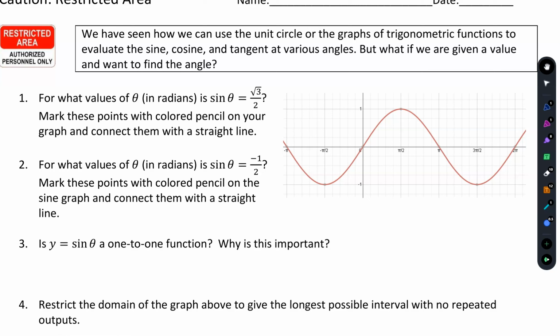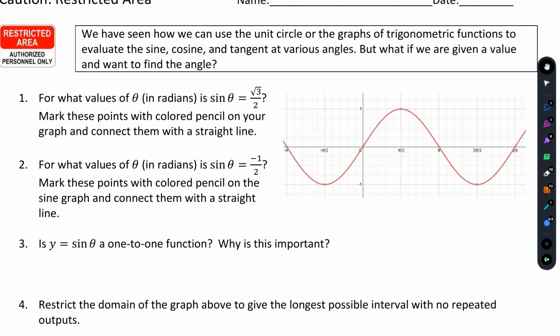All right, so we've talked about graphing, we've talked about our unit circle, we've talked about all kinds of fun stuff with our trig functions. So now we're going to talk a little bit about inverse functions. So we use the unit circle or graphs to evaluate some of our trig functions, sine, cosine, and tangent, for various different types of angles.